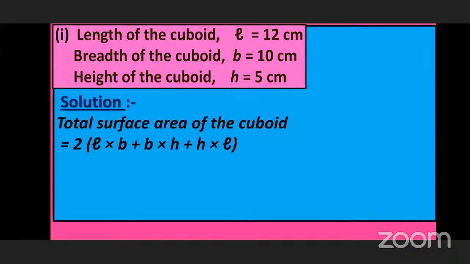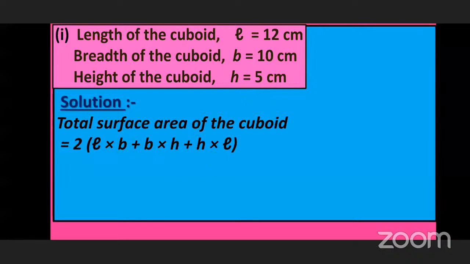And we are supposed to find out the total surface area of the cuboid, whose formula is 2 times (length times breadth plus breadth times height plus height times length). So this is the formula, and by using this formula, we are supposed to find out the total surface area of a cuboid. Now, children, after writing the formula, what we have to do? We have to substitute the values of length, breadth, and height in this formula.